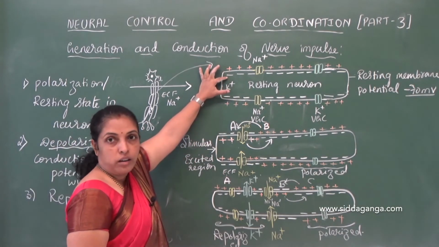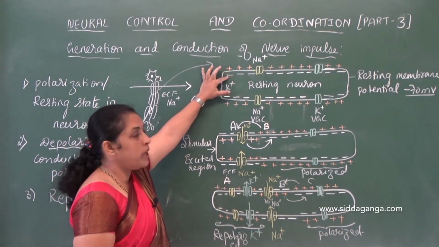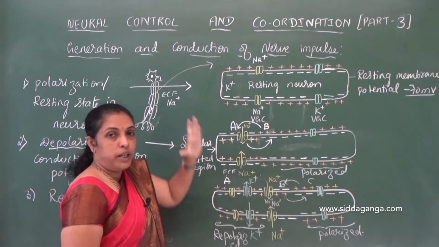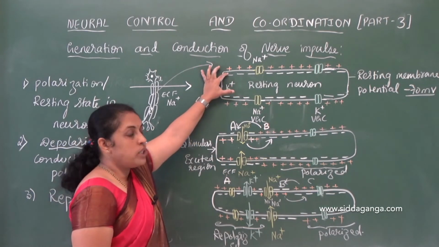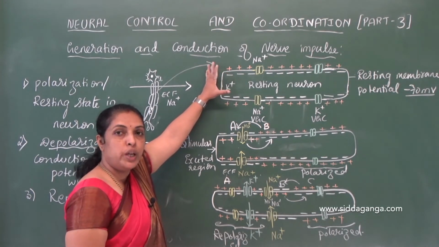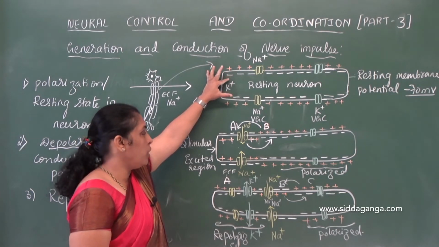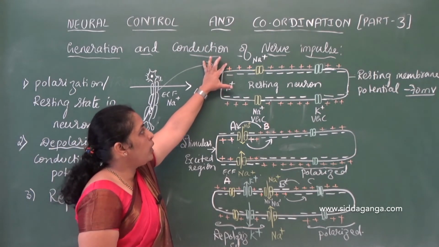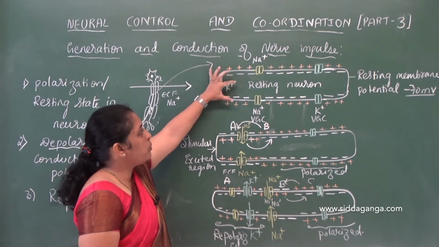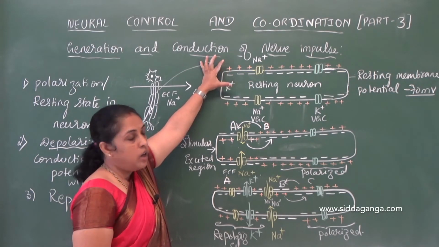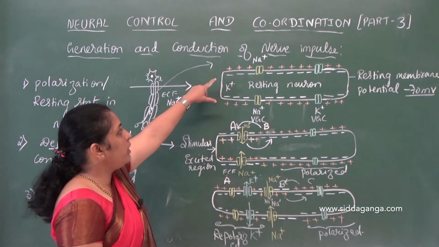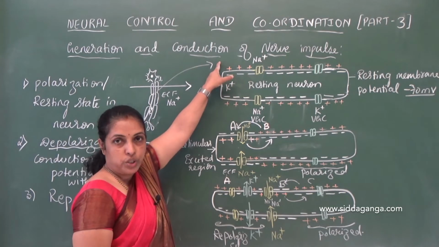inside the axoplasm we see negative charge, outside we see positive charge. This occurred mainly because the axolemma is permeable to potassium ions and it is impermeable to sodium and negatively charged protein molecules. So sodium cannot enter into the cell, it will remain outside in extracellular fluid, whereas potassium can easily move out of the cell because the membrane is permeable. This helps to maintain negative charge inside and positive charge outside.